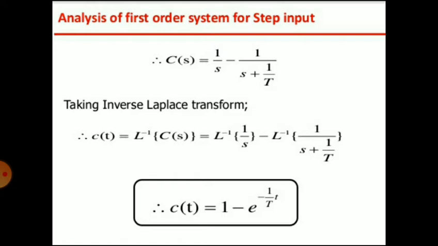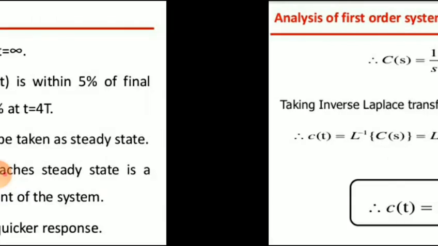So the final value that you will get for total output Ct equal to 1 minus e raised to minus 1 upon T into T. So that is a first order system for step input. So this is the analysis or the total output for the first order system you will get for the step input. So this is the formula.